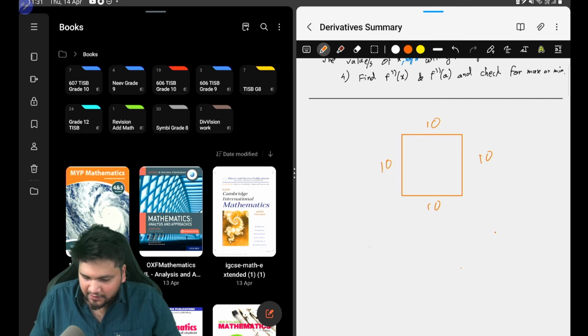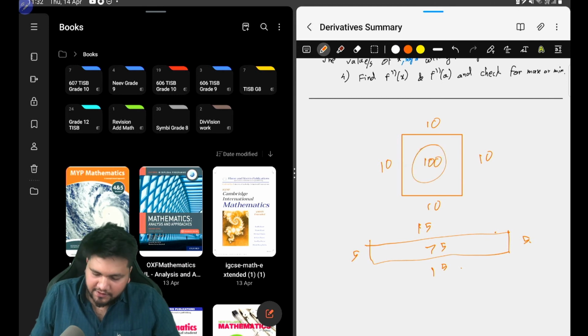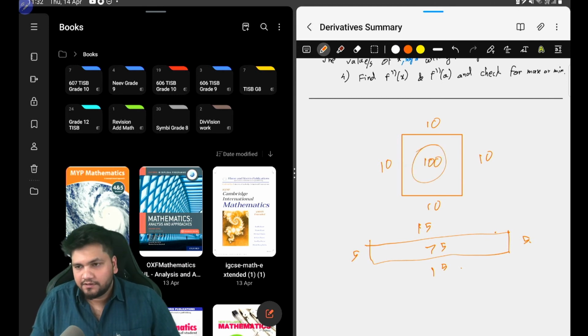In simple words, this is 10, 10, 10, the perimeter is 40. Now if I consider a rectangle of 15, 15, 5, 5, of course, now look at the area. The area is only 75, here it is 100. This is the maximum area you will always get whenever it's a square.